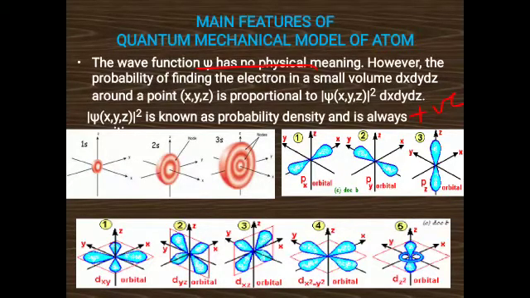For example, let us take the 1s orbital. The 1s orbital is nothing but the electron present in the first orbit s subshell. Being the first orbit, it will be very, very close to the nucleus.